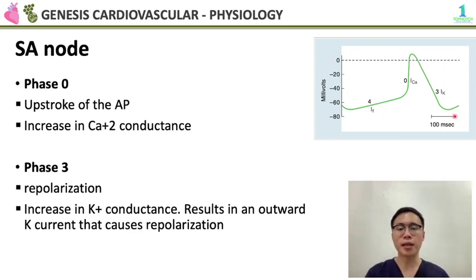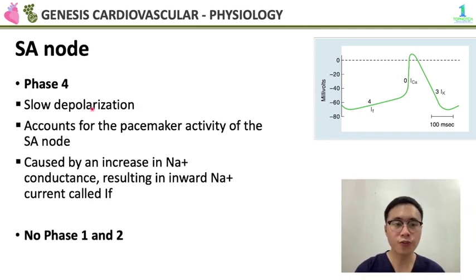Okay? Tapos, babalik na naman siya. So, sa phase 4 na naman siya, unti-unti na naman. Okay. So, phase 4 is characterized as slow depolarization. Ayun, unti-unting nagiging more positive hanggang mag-shoot up, kumbaga yung increase in calcium current. No? So this phase 4 is the most important aspect of the cardiac action potential, because it accounts for the pacemaker activity of the SA node.